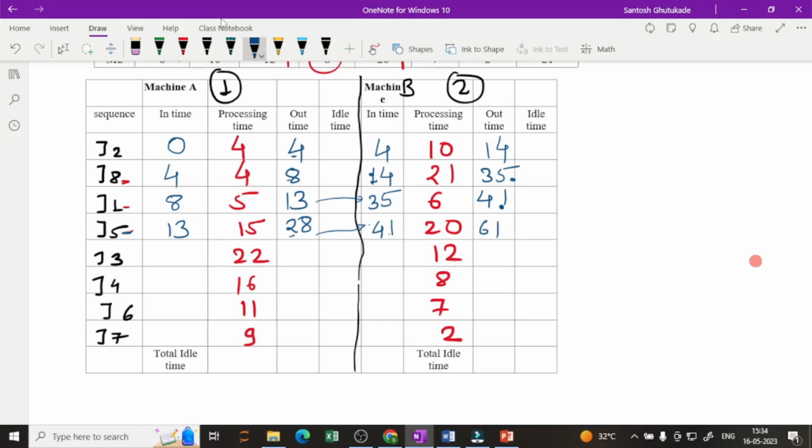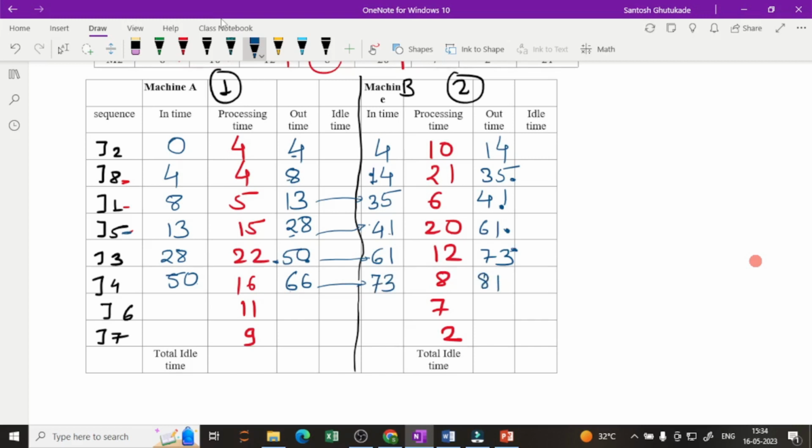Then next here 21, we will start with 21 plus 22, that is 50. We will go after 50 minutes here, but here the completion time required is 61. So we will start with 61 plus 12, that is 73. Okay, then here we will start with 50, because after job number 3 we will start job number 4 with 50 plus 16, that is 66. So we can go here after 66 minutes, but this machine is empty after 73 minutes. So we will start with 73. 73 plus 8, that is 81.